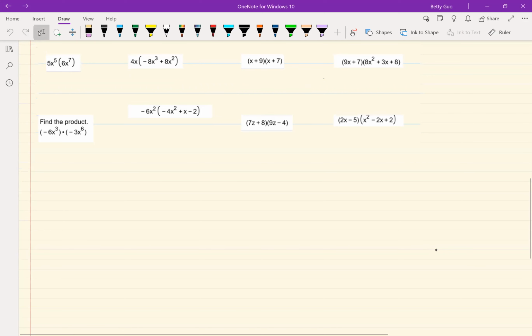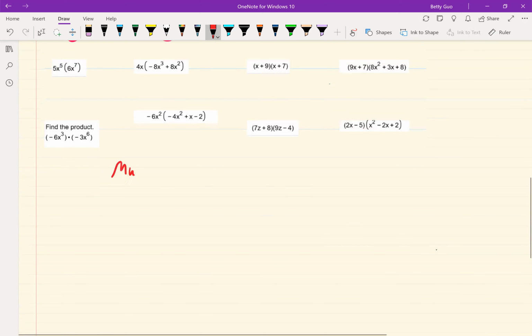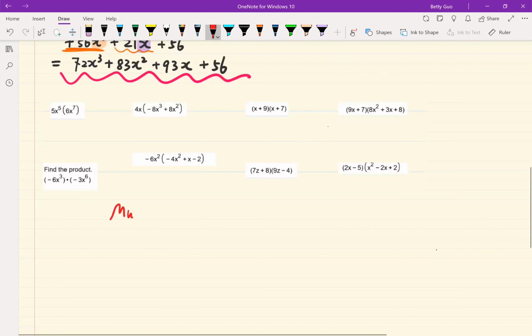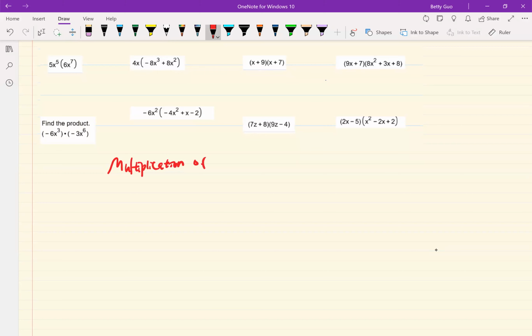Today we are going to look at the multiplication of polynomials. Yesterday we covered the definition of polynomials. What is a polynomial? And how do we add and subtract polynomials? Today we're going to focus on multiplication of polynomials.